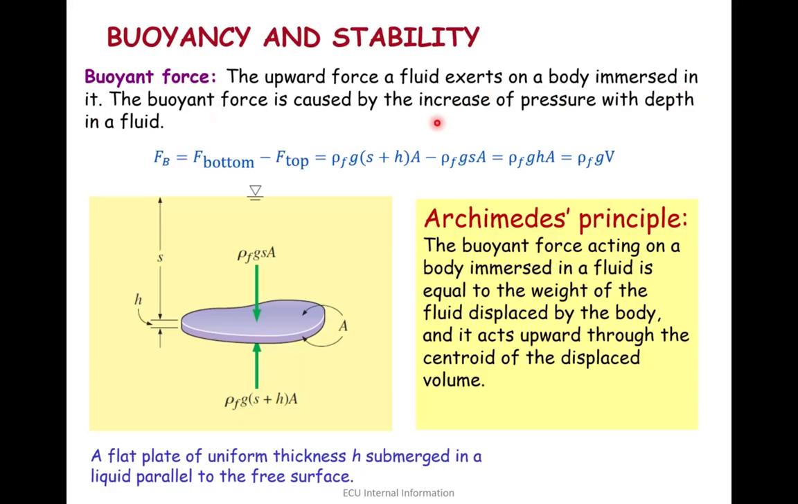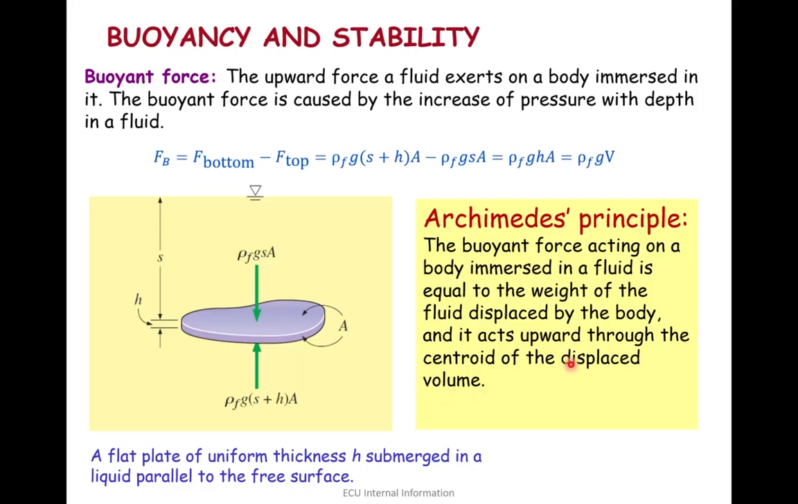The buoyant force is caused by the increase of pressure with depth, basically. That's the buoyancy force, which is normally given by the density of the fluid that is displaced times gravity times the volume of the object immersed in the liquid. What Archimedes' principle says is that the buoyant force acting on a body immersed in a fluid is equal to the weight of the fluid displaced by the body, and it acts upward through the centroid of the displaced volume.